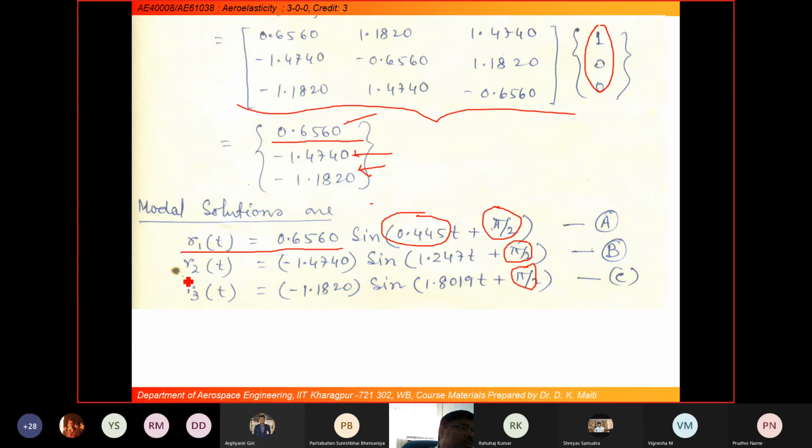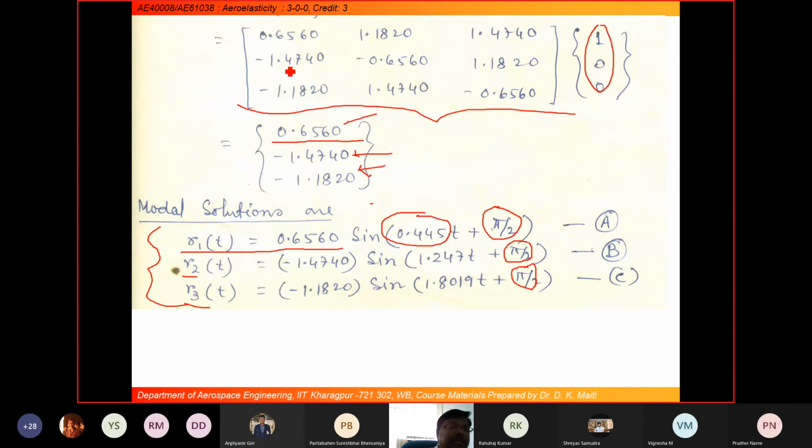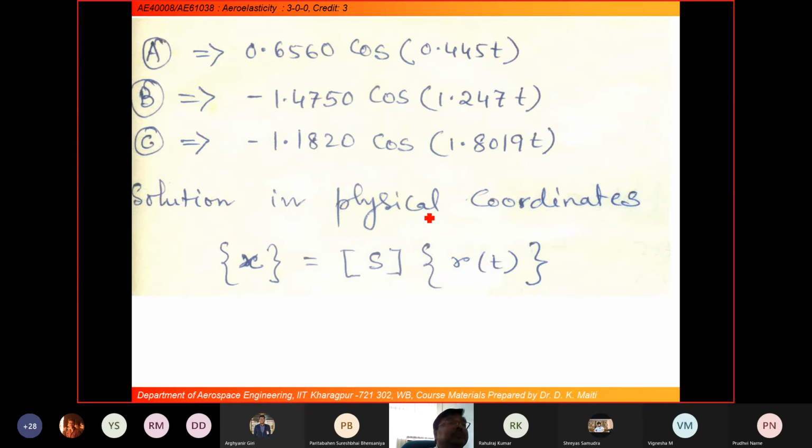Similarly, I can calculate R2 response and R3 response. Once I have calculated the modal response, then I can transform it back to physical coordinate, after converting into sine cos function. So it will become a cos function here. The first one is 0.6560 cos 0.445 t. Similarly, for the second coordinate, it will be minus 1.4750 cos 1.247 t. And the third modal coordinate, the modal response is this.